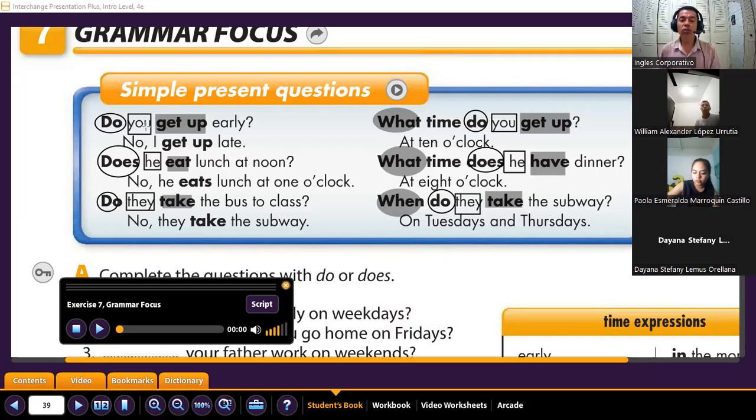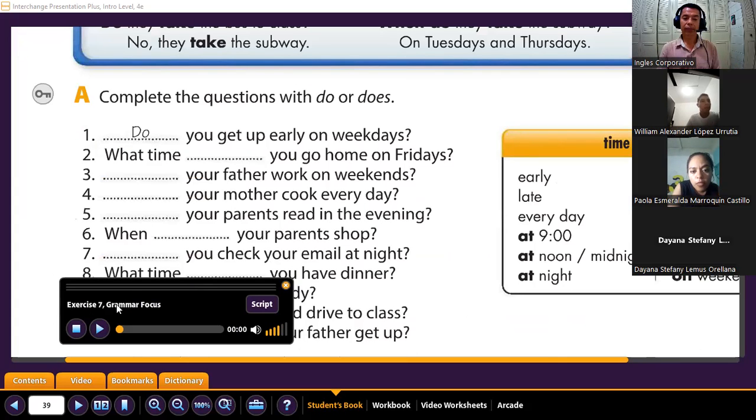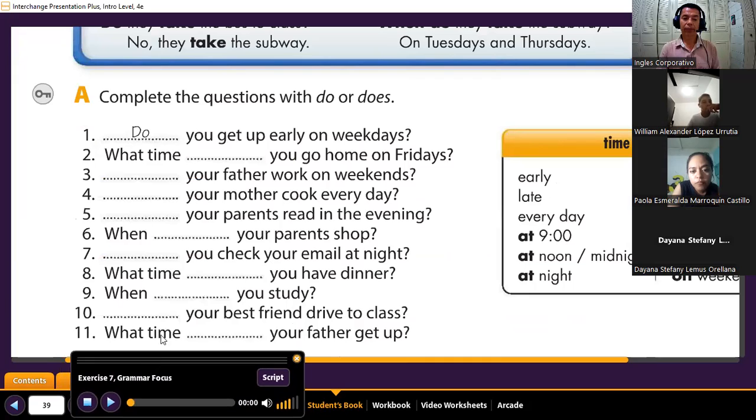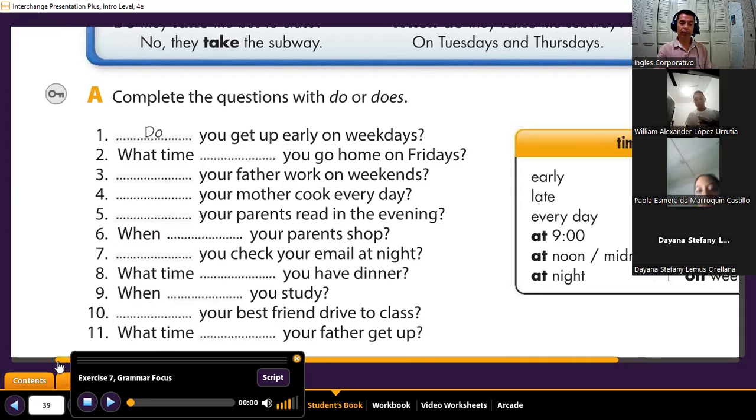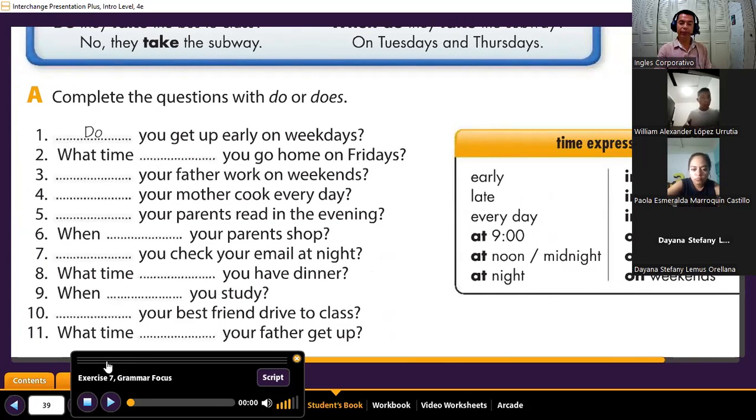Okay, so those are the differences between yes, no questions and information questions. Now we're going to do an exercise to see the difference. Okay, class, now take a screenshot. Vamos a tomar una captura de pantalla. Oh, regáleme un segundito acá. Por ahí creo, sí. Good.